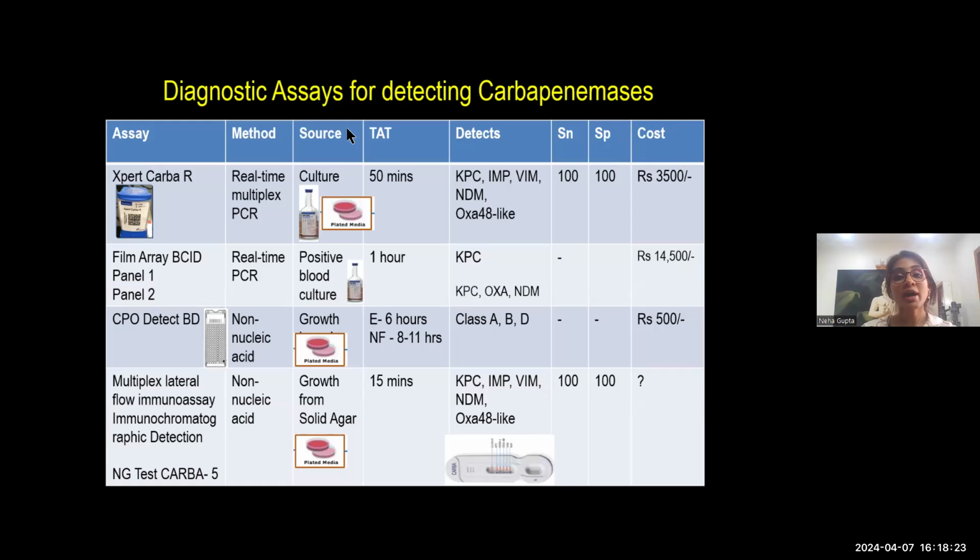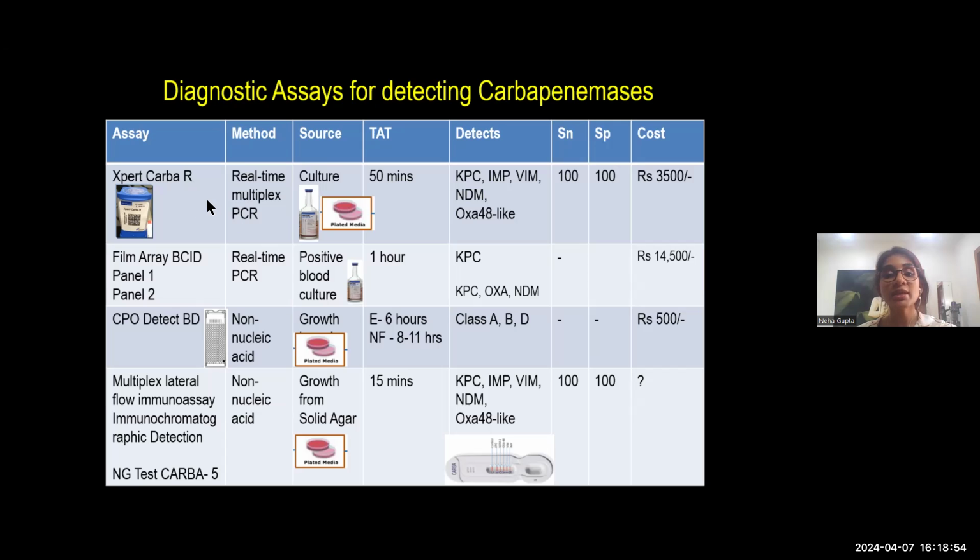Now, we also have molecular assays which can detect the various carbapenemases or the carbapenem resistance. We can detect it through the Xpert CARBA-R, the BCID panel which is available. We also have the CPO detect, and we have this NG CARBA-5 or the lateral flow immunoassay, which is an immunochromatographic detection. And all of them can detect the 5 major carbapenemases which confer resistance to the carbapenems.